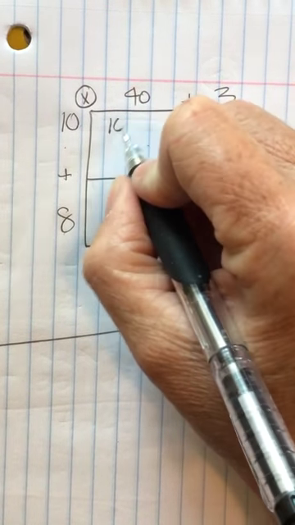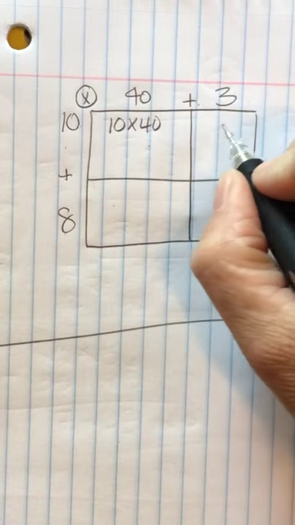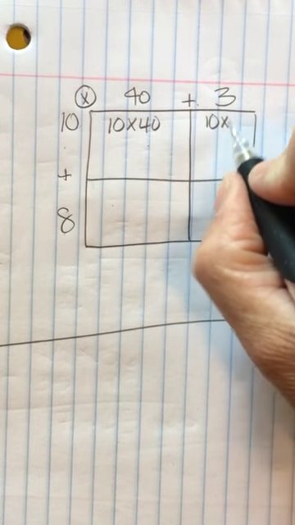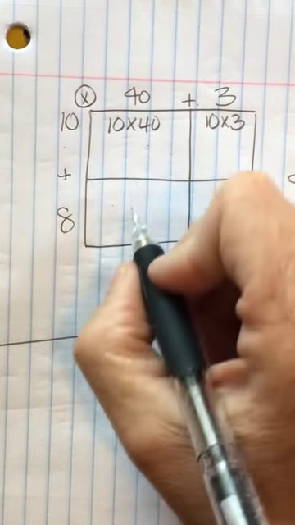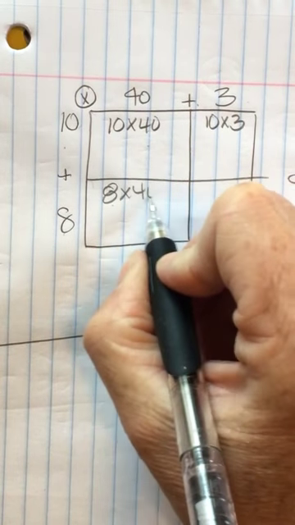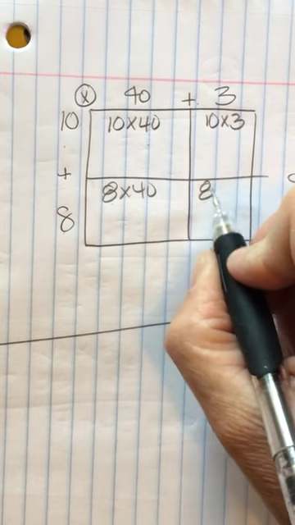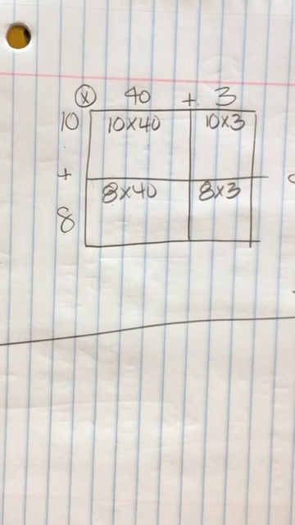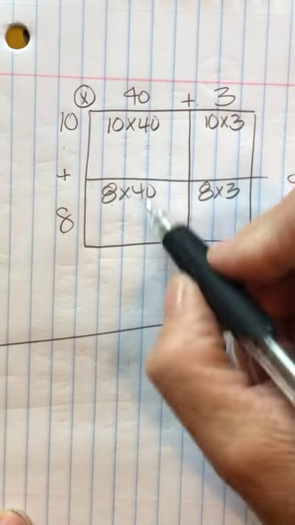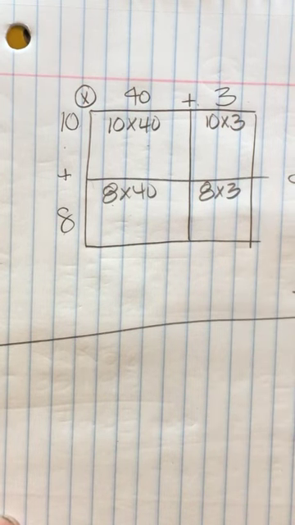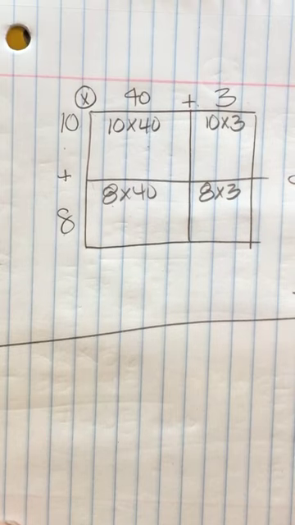This box is gonna represent 10 times 40. This box is gonna represent 10 times 3. This box is gonna represent 8 times 40. And this box is gonna represent 8 times 3. I put them at the top because in Pearson, you'll see them in the top, the bottom, the middle, and I want to make sure that you're not confused as to what they're asking you.